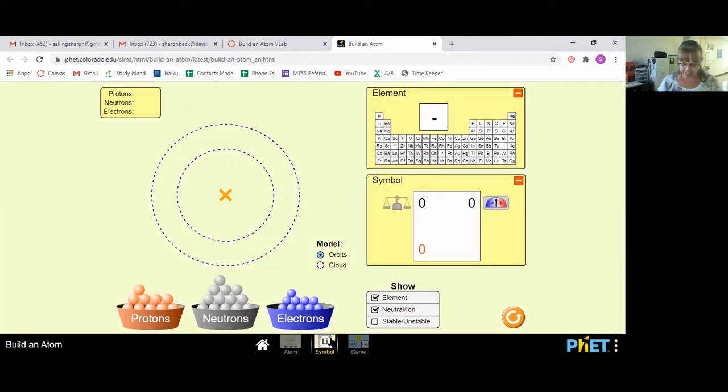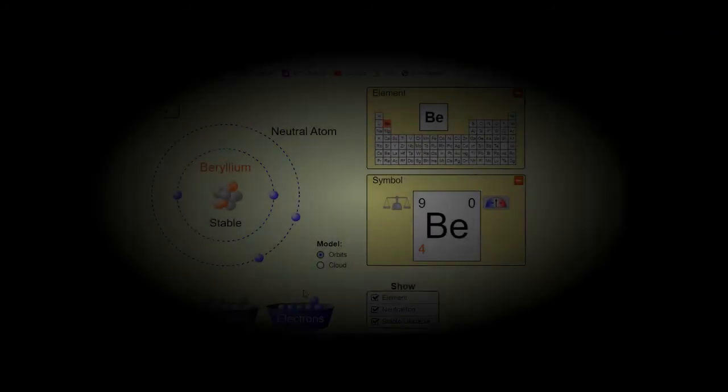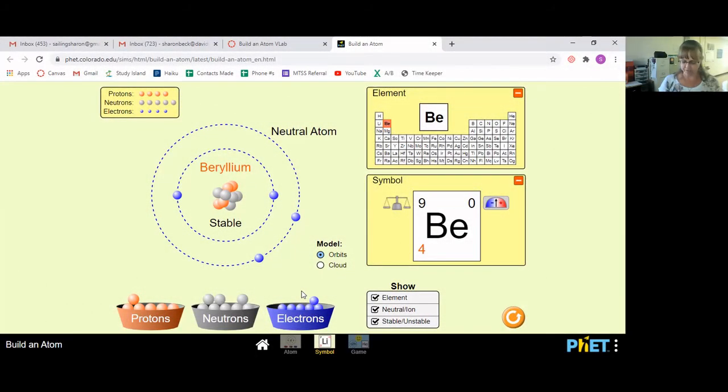At the bottom right of the screen, add a check beside stable, unstable. Build the same atom with the same number of protons, neutrons, and electrons. Okay, now write the symbol for this atom in the box below. Include the letters and the numbers and label what each number means.